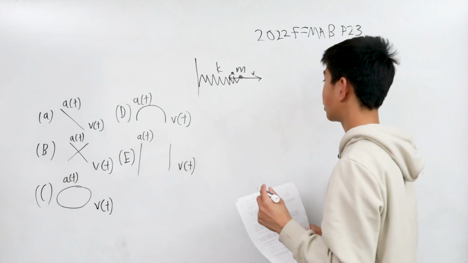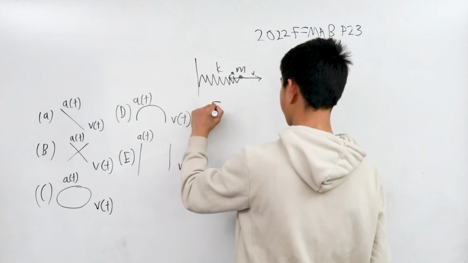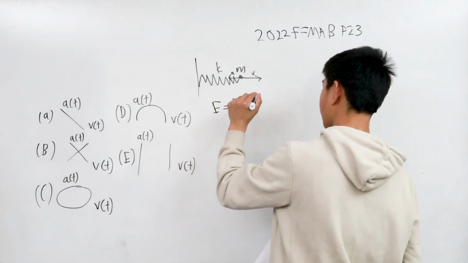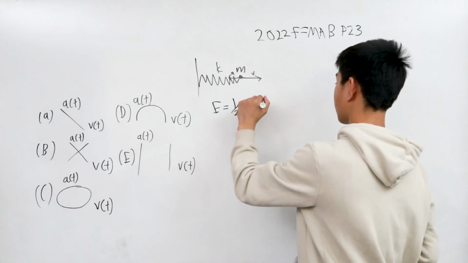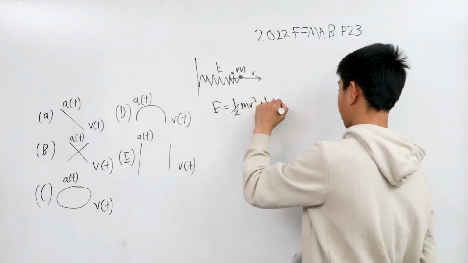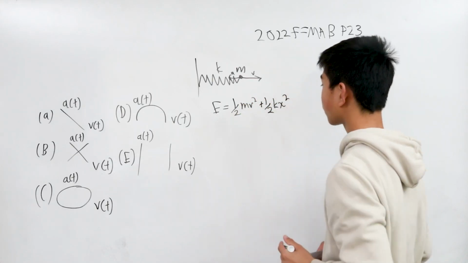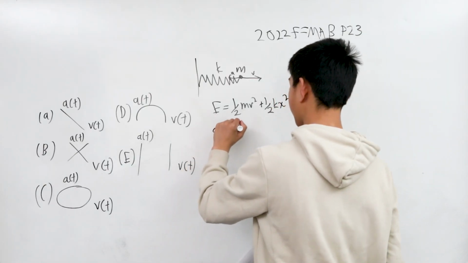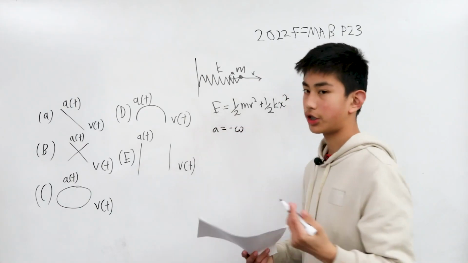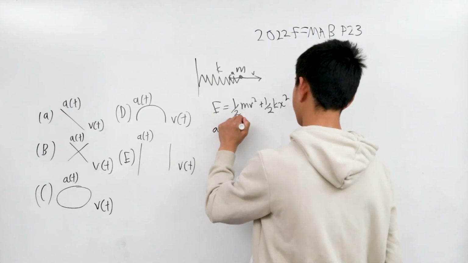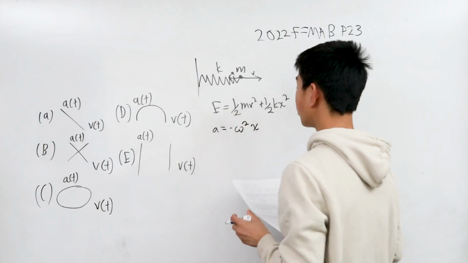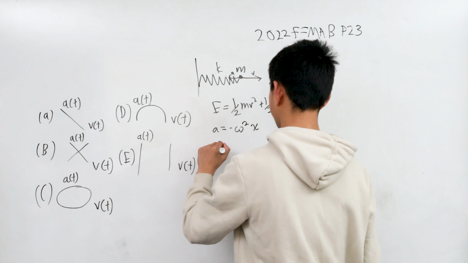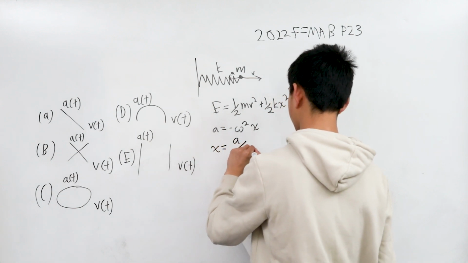So for springs, the energy for simple harmonic motion is 1/2 mv squared, that's our energy in joules, plus 1/2 times the spring constant times x squared, where in this case our acceleration is equal to negative omega, which is basically just the oscillations, squared times x. We therefore solve by dividing both sides by omega squared. x is equal to a over negative omega squared.